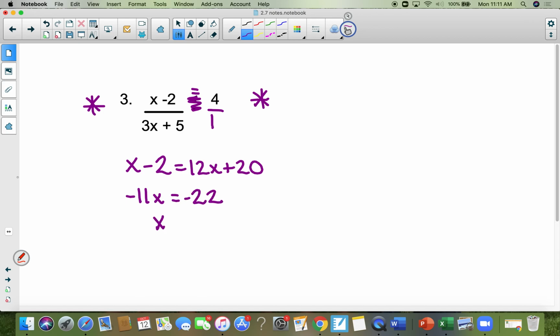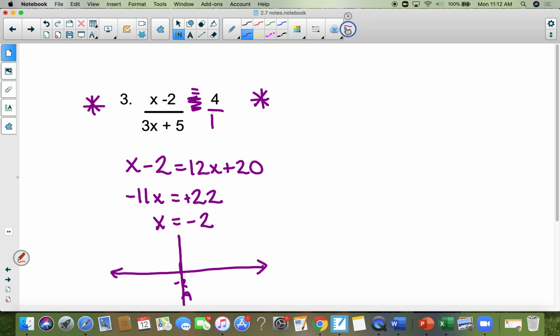So x is equal to, sorry, it's supposed to be a positive 22 right here, not a negative 22. So x equals a negative 2. There's only one answer, and the only answer is at a negative 2. So you have an answer at a negative 2.